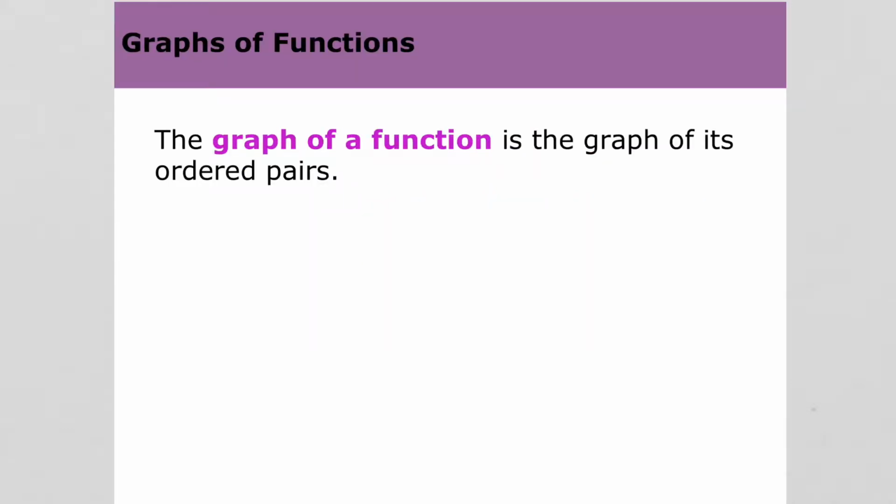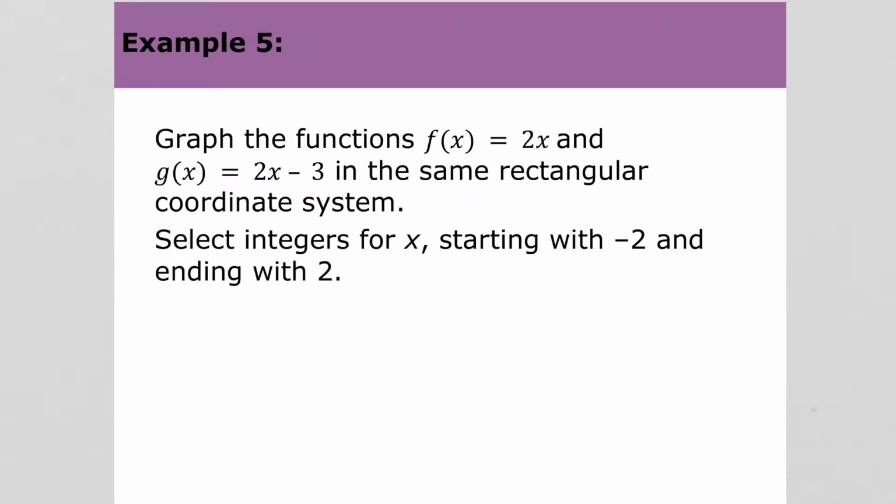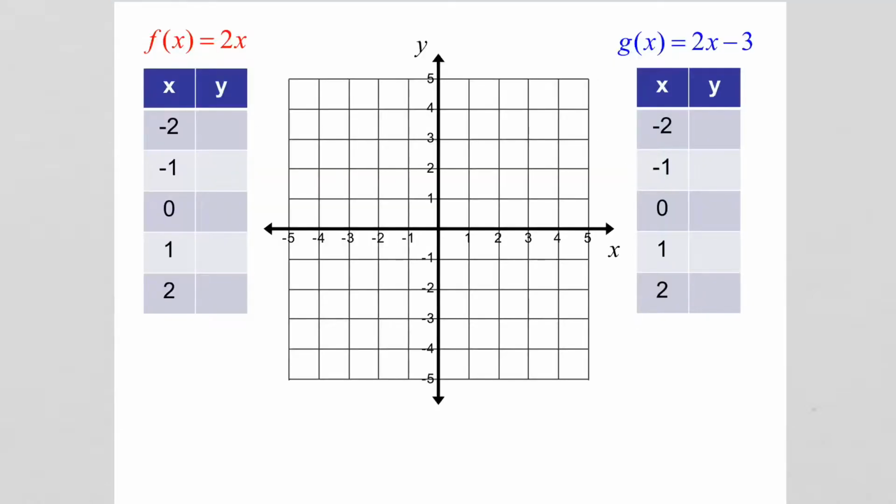The graph of a function. It's the graph of its ordered pairs. So for example 5, it wants us to graph the function 2x and 2x minus 3 in the same rectangular coordinate system. So let's do that. 2x. We're just going to pick x values and plug them in and figure out what we get for the y.